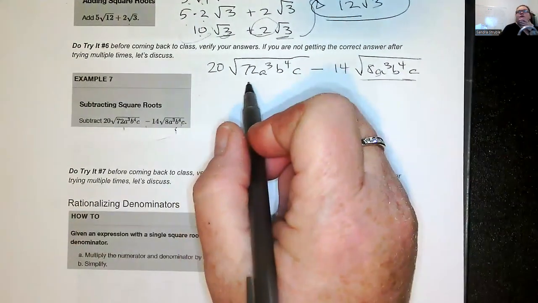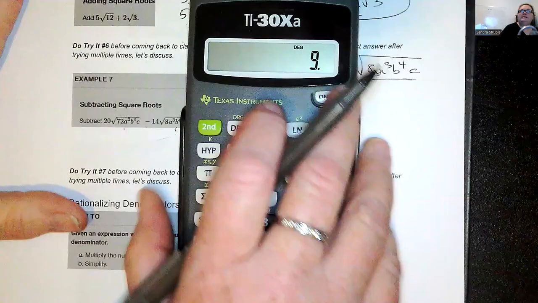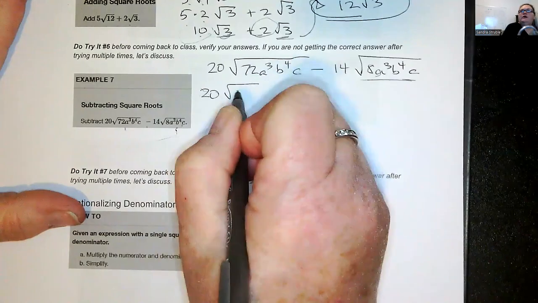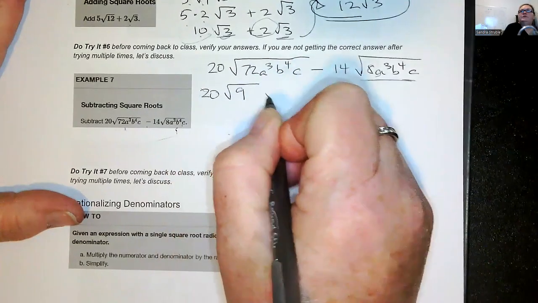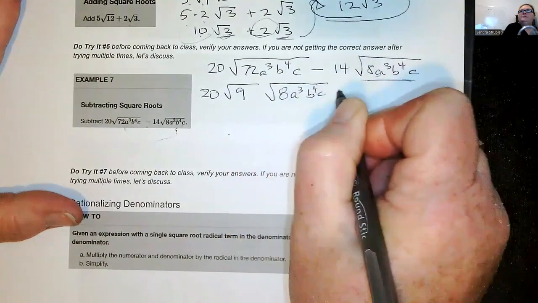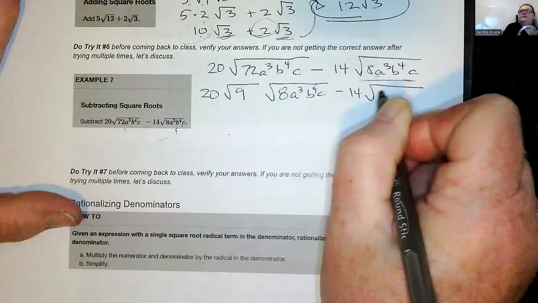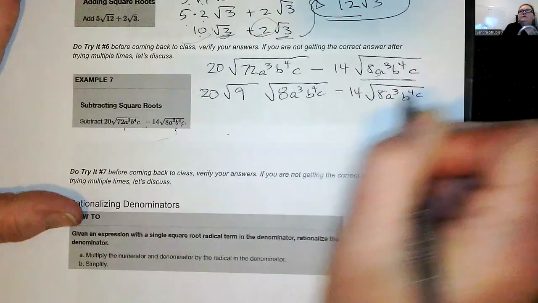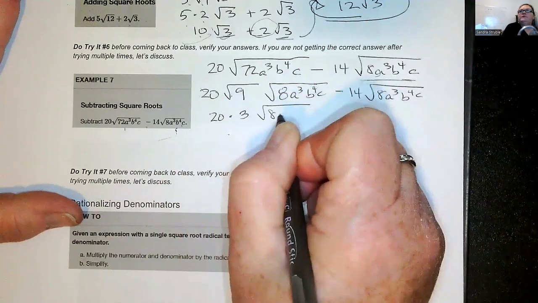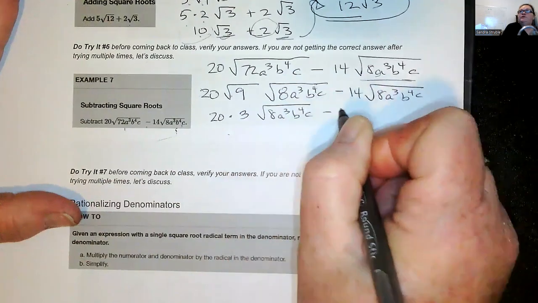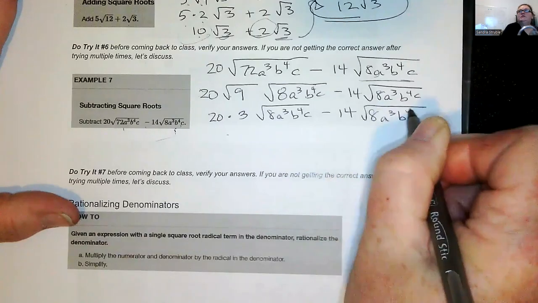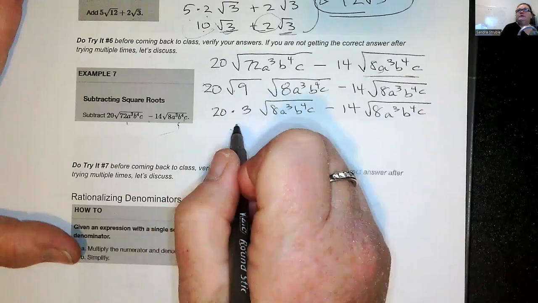So 72 breaks down into what? 72 divided by 8 is 9, now that I think about this. So 20, the square root of 9, the square root of 8 a cubed b^4 c minus 14 square root of 8 a cubed b^4 c. And the square root of 9 is just 3. So 20 times 3. And then everything else is the same. Again, this is probably too much for some of you. Please do not be offended that I'm doing this. Just ignore it if you already know it. 20 times 3 is 60.